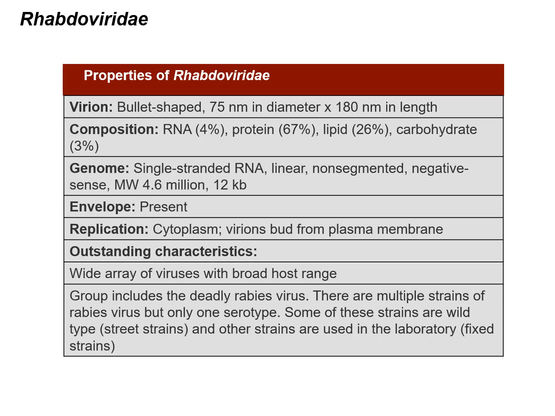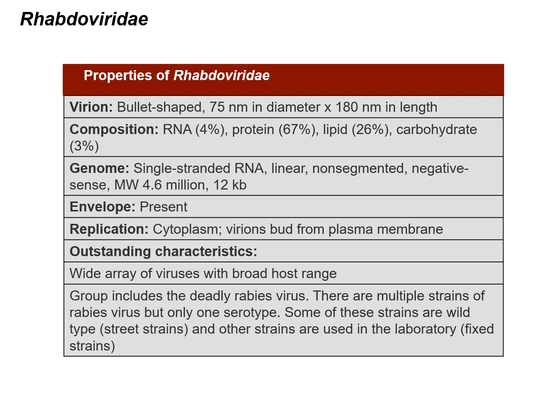Let's start with the Rhabdoviridae family, which includes the very famous rabies virus. The Rhabdoviridae family of viruses are bullet-shaped viruses. They are RNA viruses. They have a single-stranded RNA genome, and they do have an envelope. It's a big area of viruses. There's a lot of them. They have a very broad host range, and the group includes the deadly rabies virus.